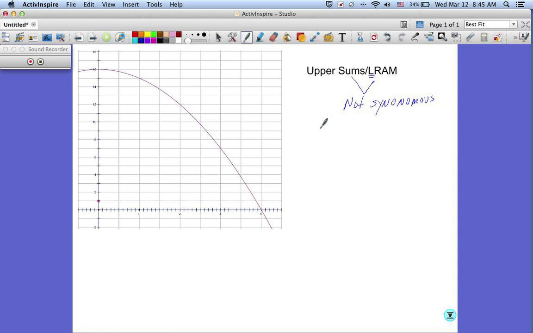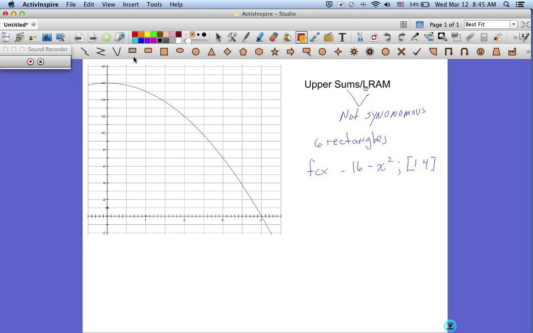We're going to do 6 rectangles in this particular example, given the graph f of x equals 16 minus x squared. Okay, 6 rectangles, and we're going to look at the area under the curve on the interval from 1 to 4. Okay, so first thing I'm going to do is give myself a little bit of a visual by drawing some rectangles in here.